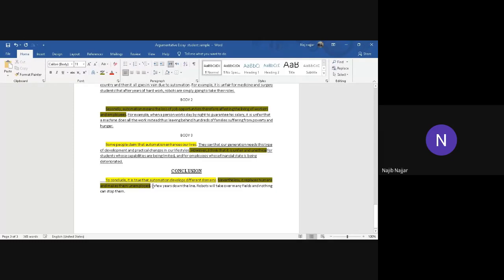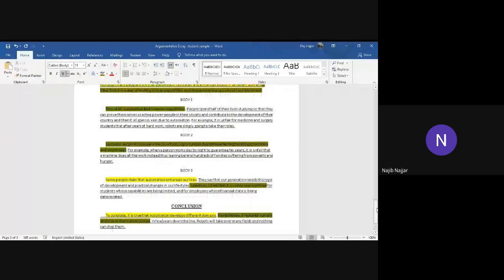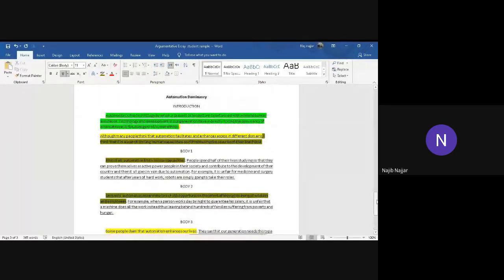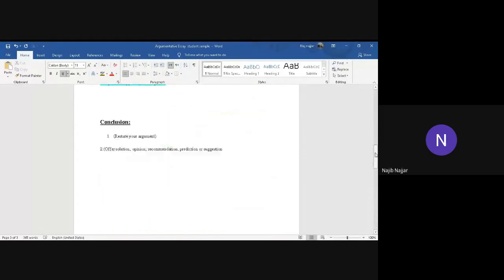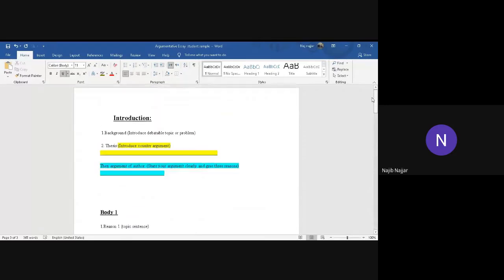Finally, in the conclusion, as I told you, we have two parts over here. The first part is the restatement of the thesis, and the second part is a future aspect. You could be talking about prediction, suggestion, or you can find a solution to the problem, or even write an opinion. This is all about the parts of the argumentative essay. Look how easy it is. Now I'm going to wrap up. I'll take you to go together through the points again.